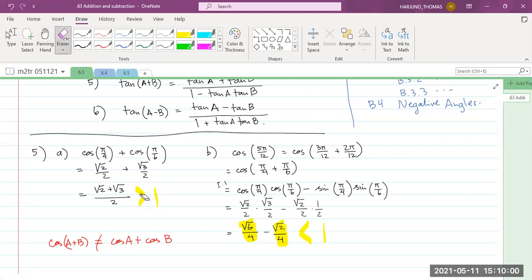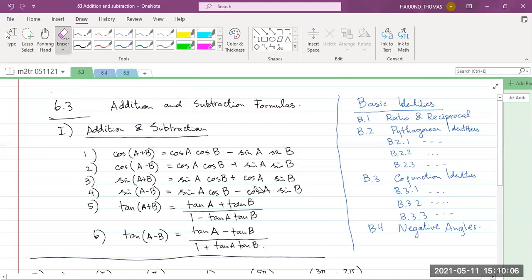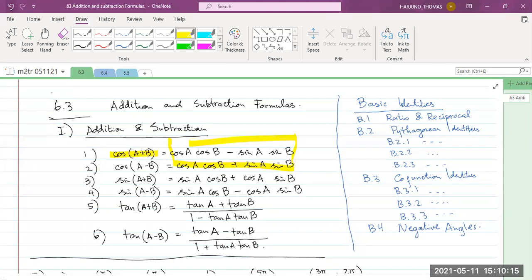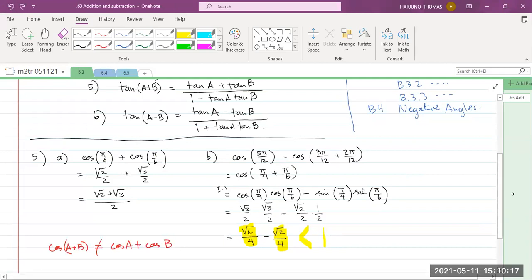If they are the same, what's the point of us having this formula up here? If they are the same, then why do we need this formula? Just use cosine A plus cosine B. But no, they are not the same. That's why. Now, let me go on. So that's one example of the use of those formulas.